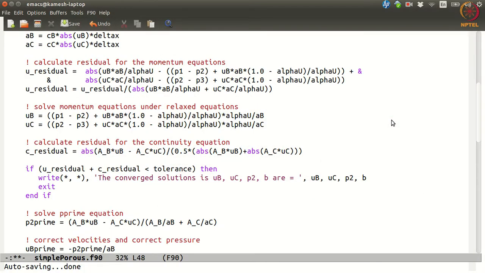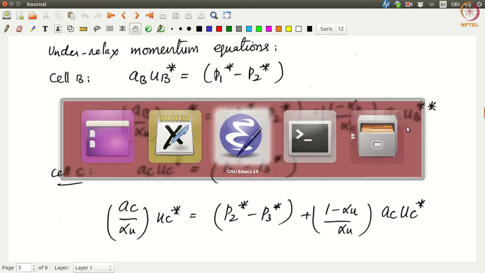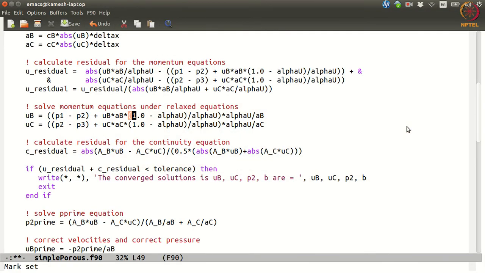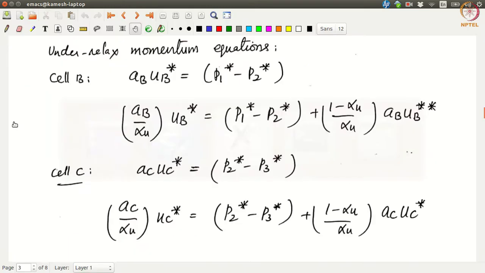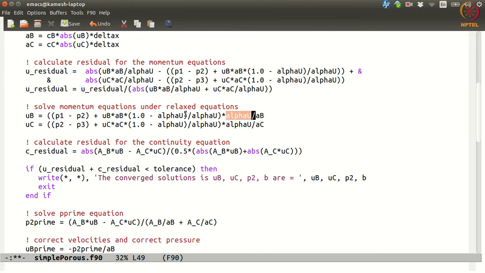So if you look here, UB star equals P1 minus P2, same as what we had here, plus 1 minus alpha by alpha U times AB UB star. Now this entire thing has to be multiplied with alpha U by AB because this is coming from the left hand side. So essentially you multiply with alpha U and divide by AB on the right hand side to get UB star.